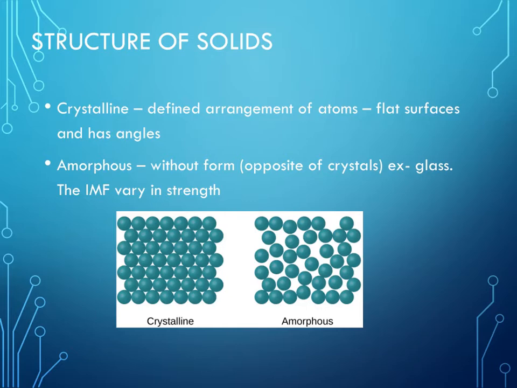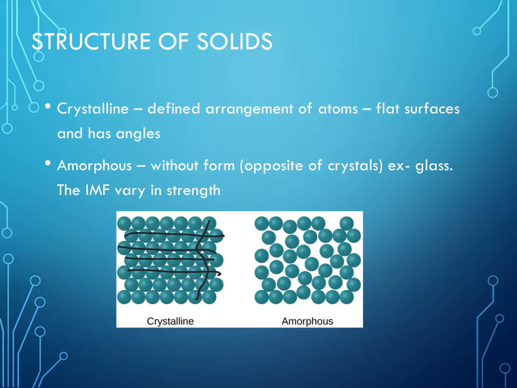A crystalline solid is where everything is lined up in nice, neat rows, as shown in this image. You see the rows, and there is a pattern here for the columns, so you could follow. It has a specific defined arrangement, and it has angles.